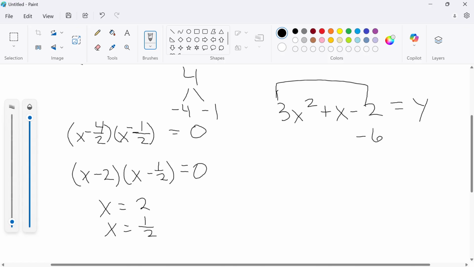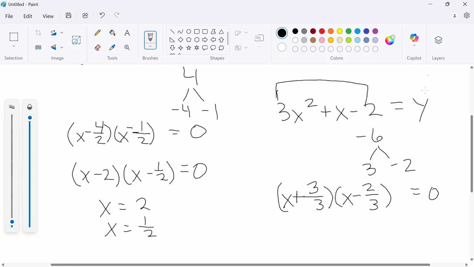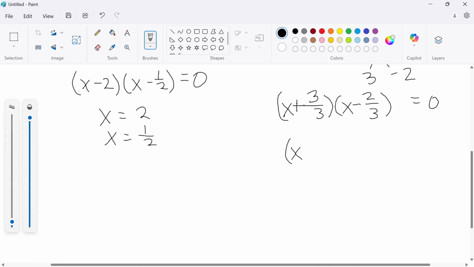I want the factors of -6 that add to whatever the coefficient of x is, which is +1. That's going to be 3 times -2. So I do x, and x equals 0, because I'm going to find the solutions for this. And then I put that 3 in the denominator, and I get +3 and -2. And 3 over 3 is 1, x plus 1, and then x minus 2/3.